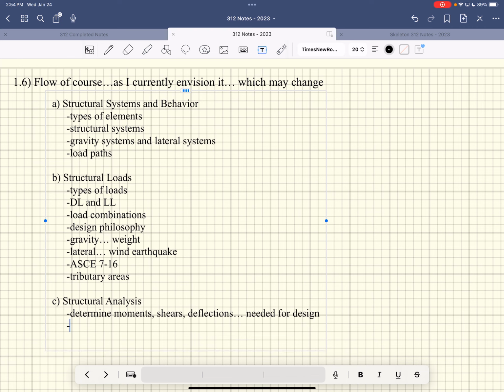Okay, we're going to probably start out with beams. We'll revisit shear and moment diagrams, so they're a big part of this.